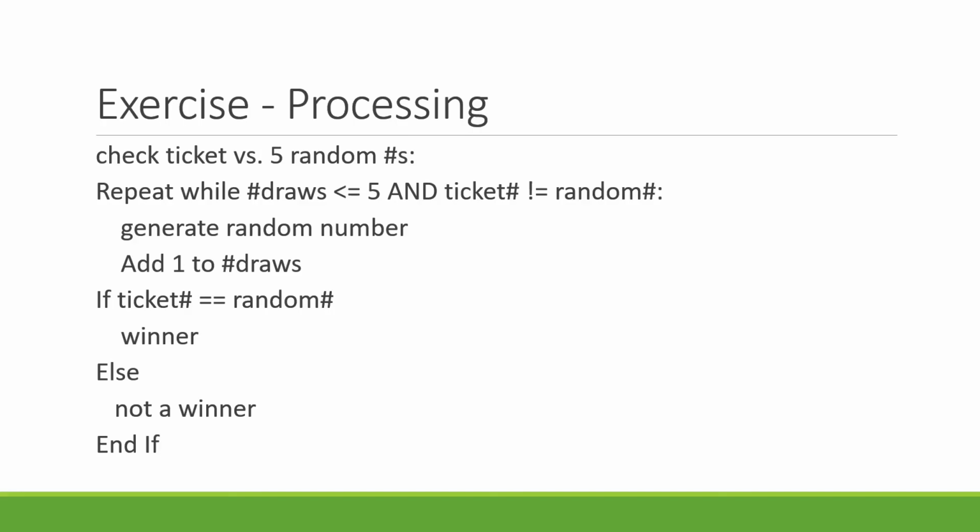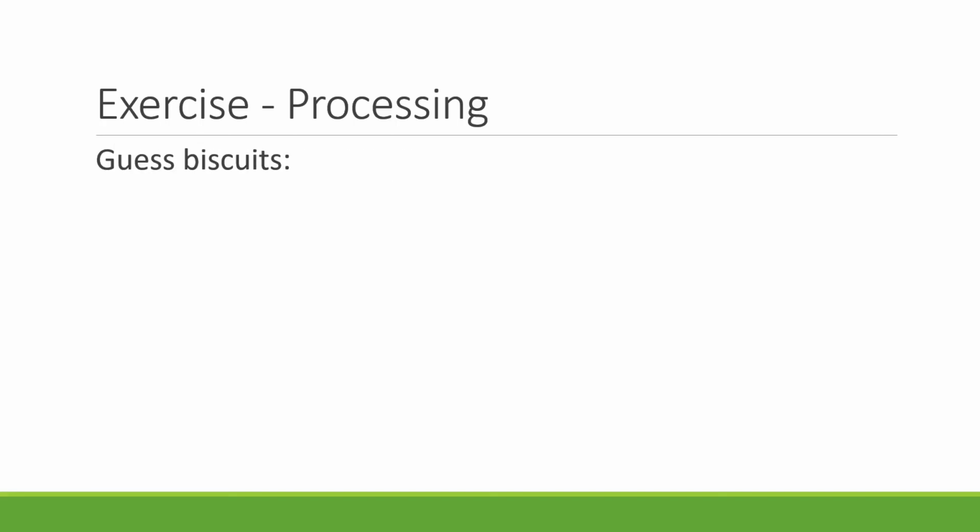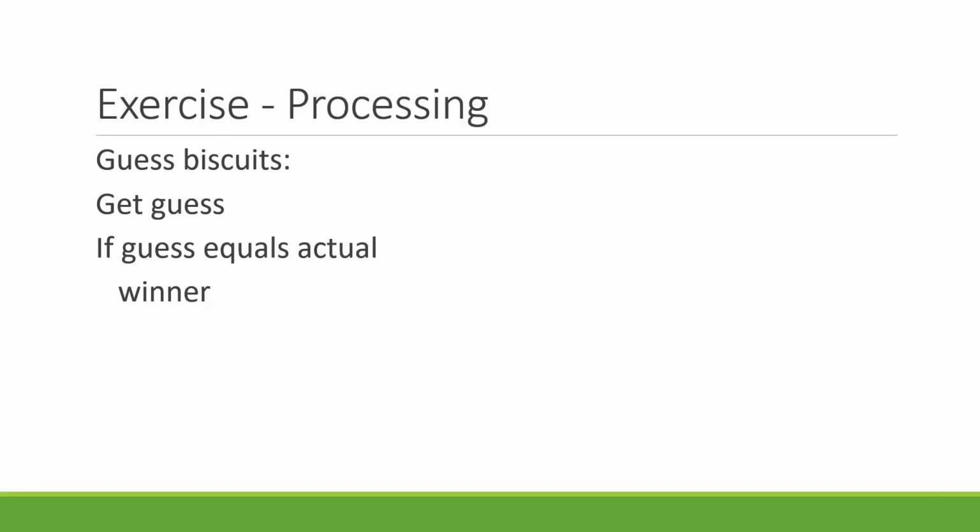Now the next thing we need to do is look at the else block of the main logic, and this is where we're guessing the number of kibble biscuits in the jar. The first thing we need to do is retrieve the user's guess, and then we have to take their guess and see if it's equal to the actual number. I think it was 524. Otherwise, they're not a winner. So let's try coding it now that we have the logic figured out.